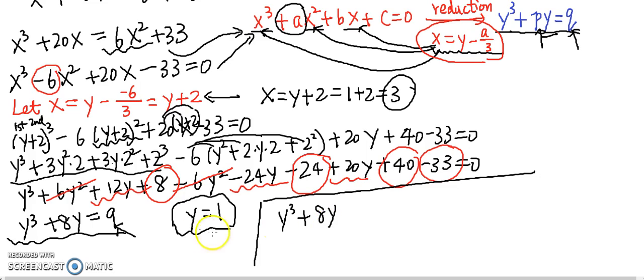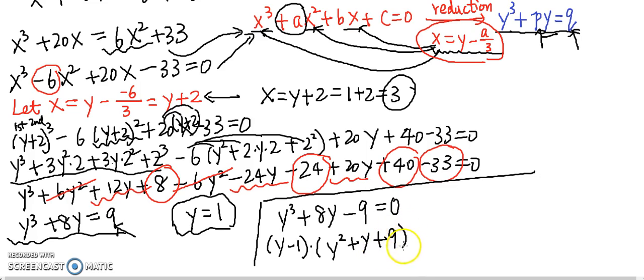So instead of keeping 9 on the right side, I'm going to move 9 to the left side, subtract 9. And this equation can be factored. This probably is hard for most students to factor. The homework problem is actually very easy to factor. You just have to factor out a greatest common factor. Over here, I'm just going to show you what the answer is, so you don't have to worry too much about it. So that's going to be y minus 1 times y squared plus y plus 9 equals 0.